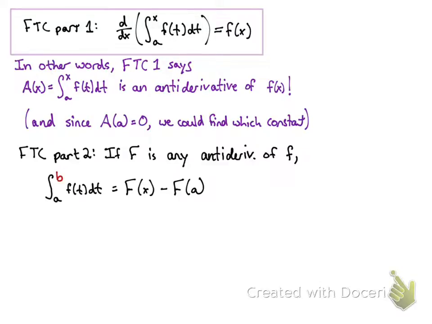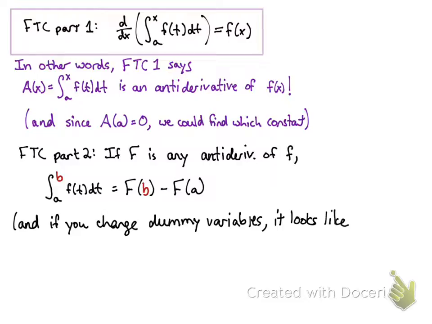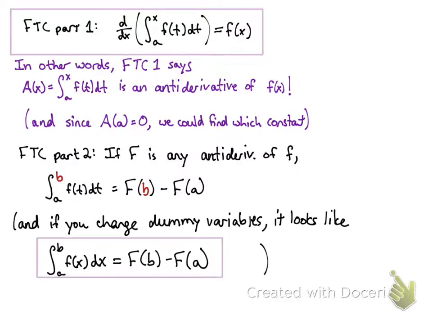And now I'm going to go back to replacing x with b, because we're more used to integrals from a to b instead of a to x. And I might as well switch the dummy variable just to have it look more like we're used to, but it doesn't really matter. The integral from a to b of f of x dx is this antiderivative with b plugged in minus an antiderivative with a plugged in. That is the second fundamental theorem of calculus, or the fundamental theorem of calculus, part 2.